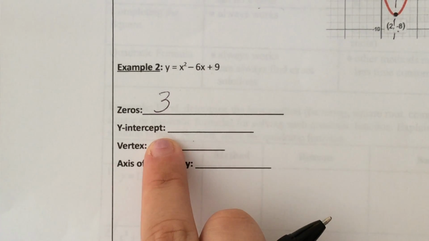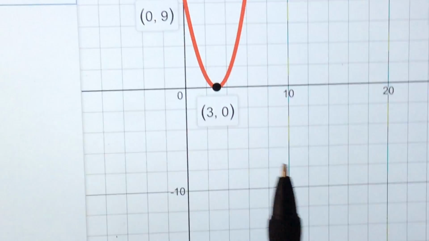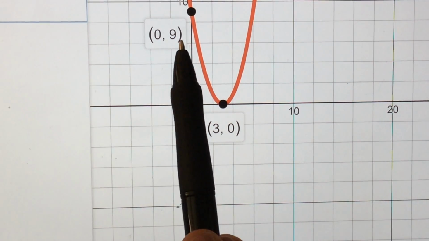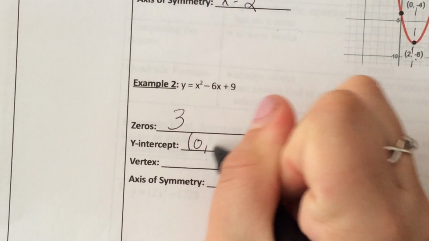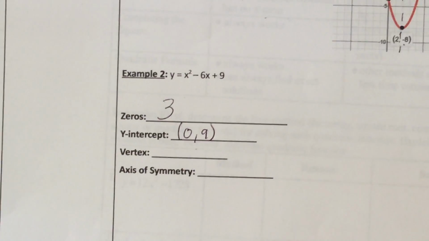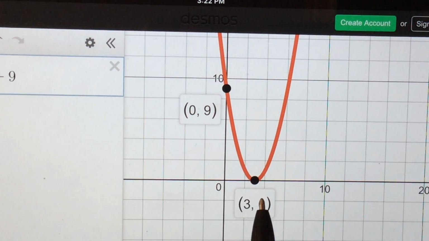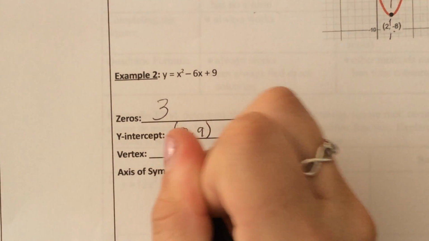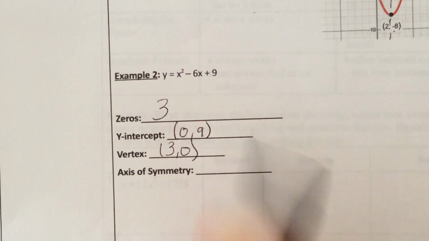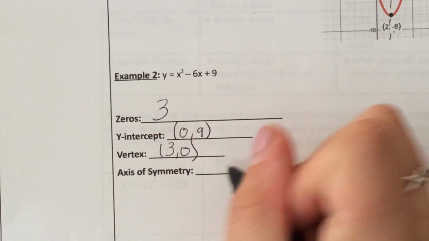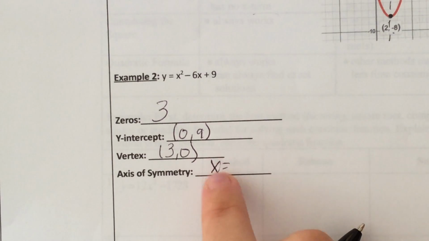Your y-intercept, remember this is when x is 0, what is y? So look back at your graph. When x is 0, what is y? And it's 9. So it's 0, 9. Your vertex is your minimum or maximum. In this case, it is my minimum, which is 3, 0. And then remember, your axis of symmetry is just your x value for the vertex. So it's x equals, do not forget the x equals, and you look here, it's 3.